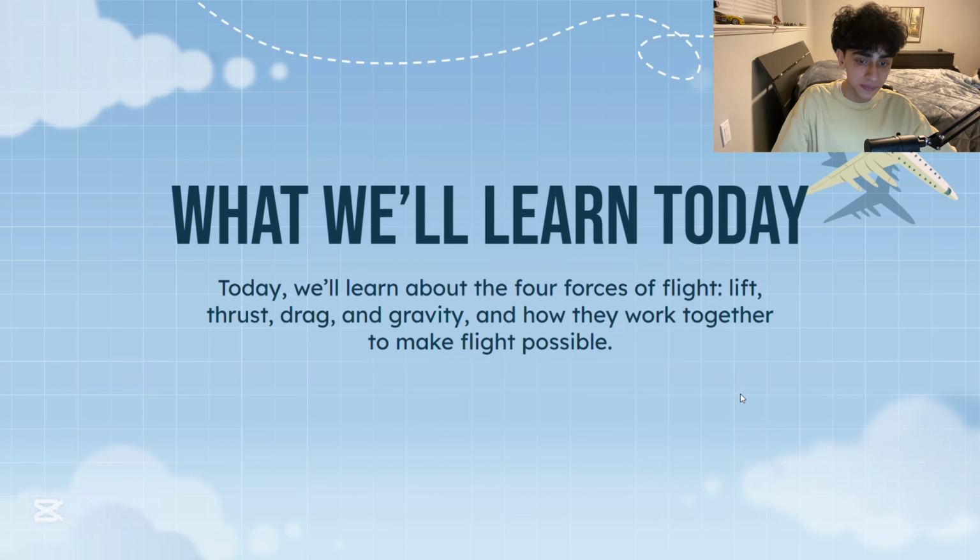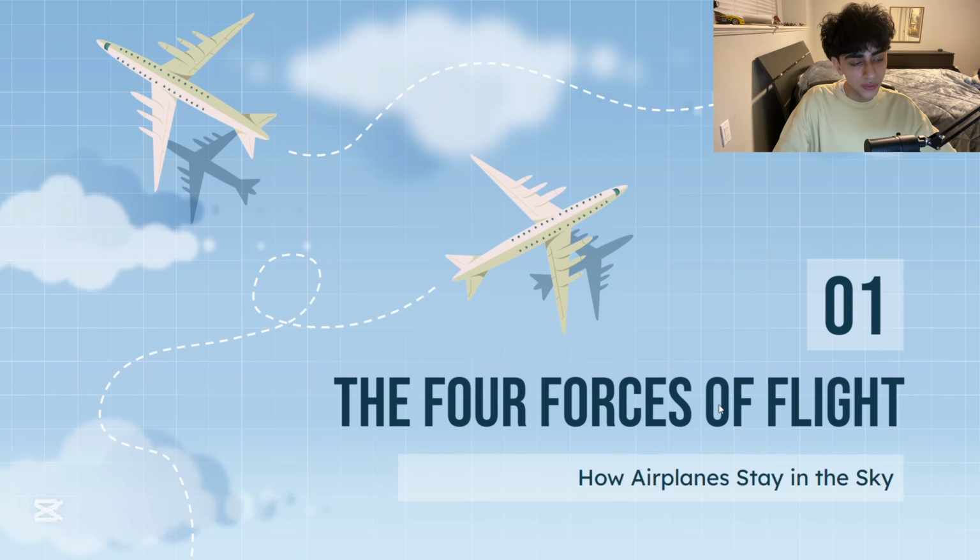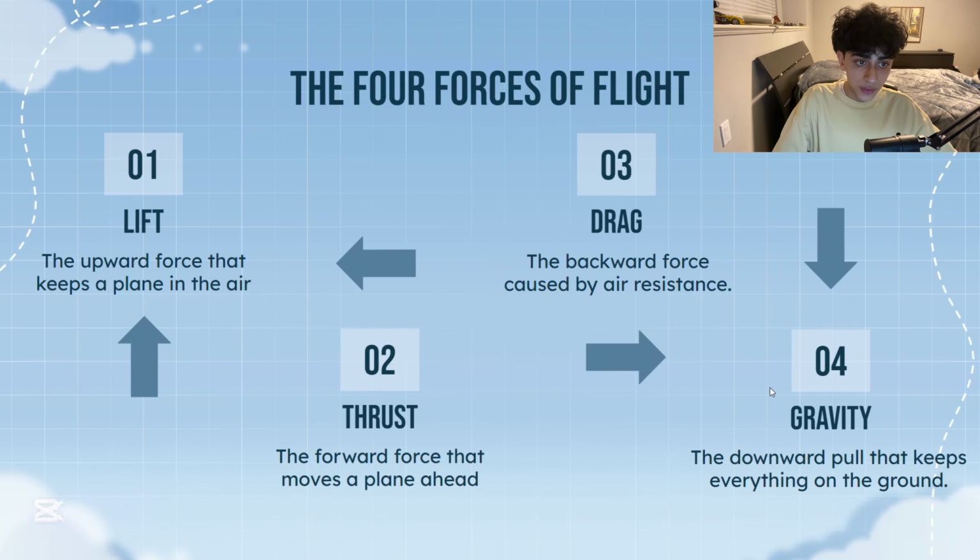What we'll learn today. Today, we'll learn about the four forces of flight: lift, thrust, drag, and gravity, and how they work together to make flight possible. Let's first talk about the four forces of flight. The four forces of flight are lift, the upwards force that keeps a plane in the air; thrust, the forward force that moves the plane ahead; drag, the backwards force caused by air resistance; and finally gravity, the downwards pull that keeps everything on the ground.